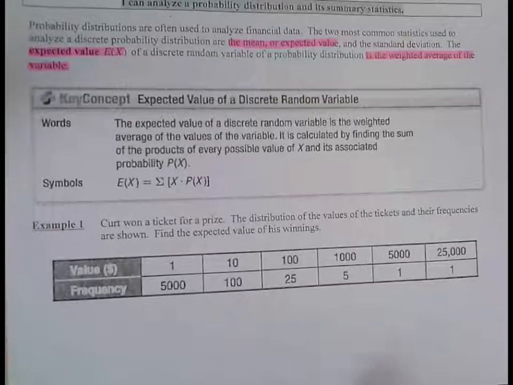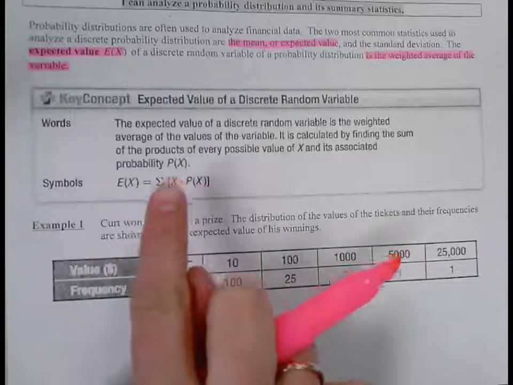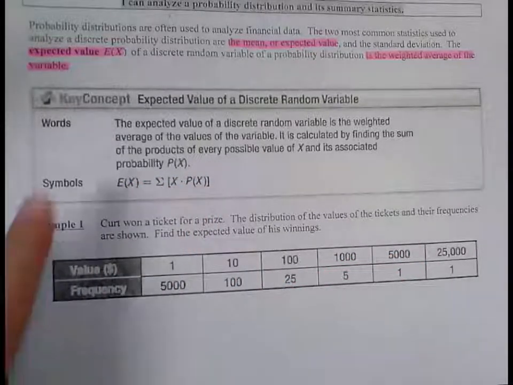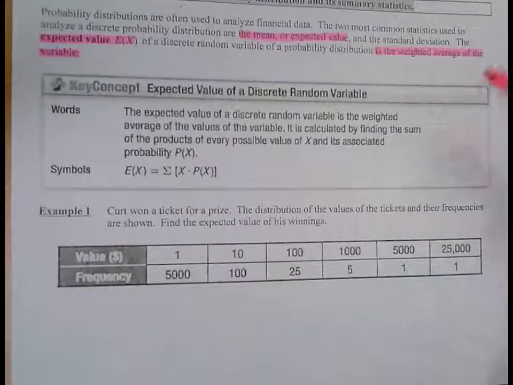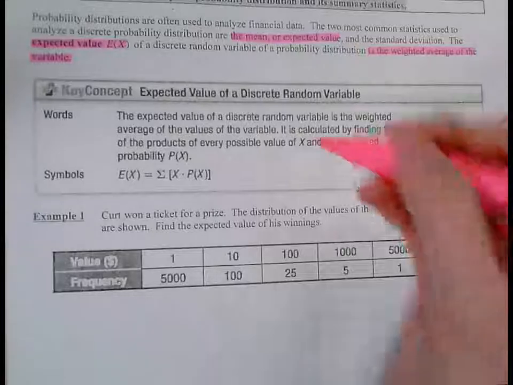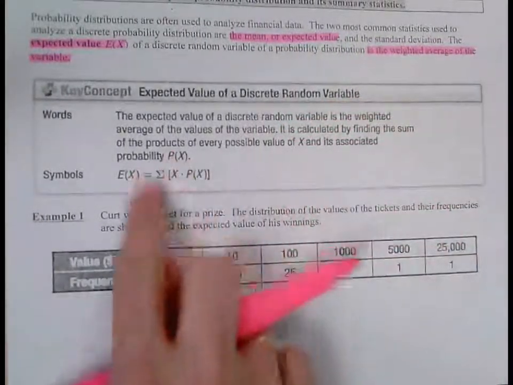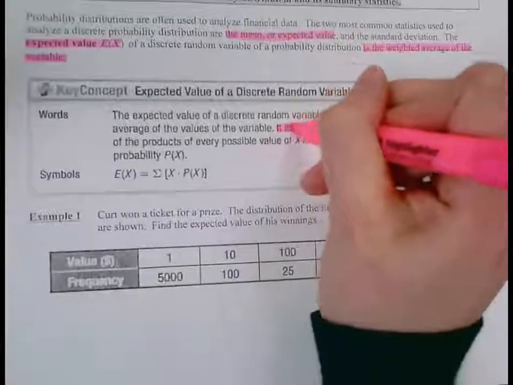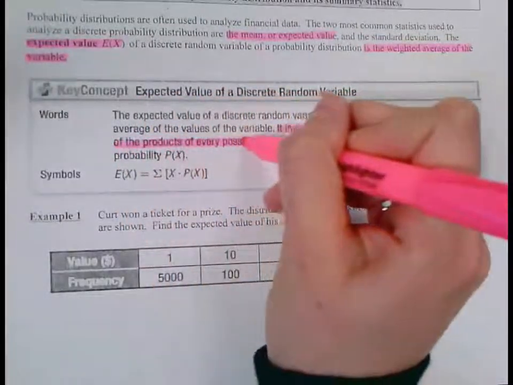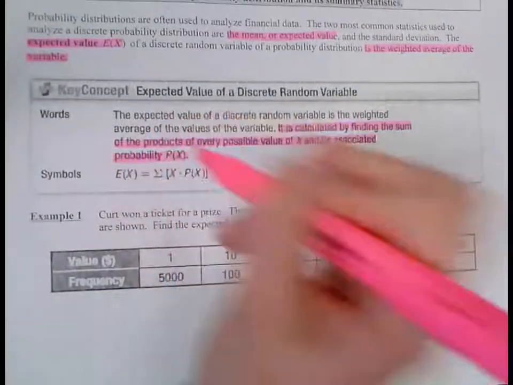So in this box, it says in words and then also in symbols, and I'll talk a little bit more about the symbols that you see. So the expected value of a discrete random variable is the weighted average of the values of the variable. So this might be something you want to make note of just in words so you understand what this represents. It is calculated by finding the sum of the products of every possible value of x and its associated probability p of x.